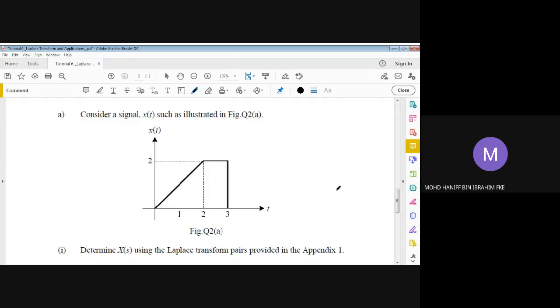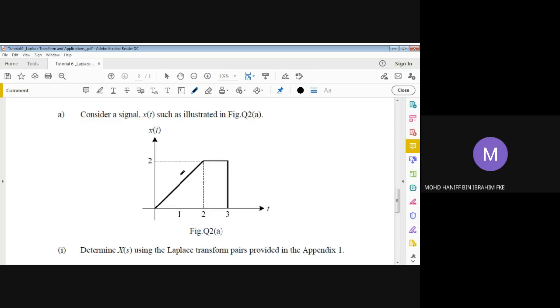Basically, you have to find out what should be the mathematical equation for the xt, yeah? Based on the functions that are available in your attachment or in the appendix 1, yeah, based on the parameters or based on the signals that are available. So for this, we can write the xt by right should be in terms of a ramp function and also the step function, yeah.